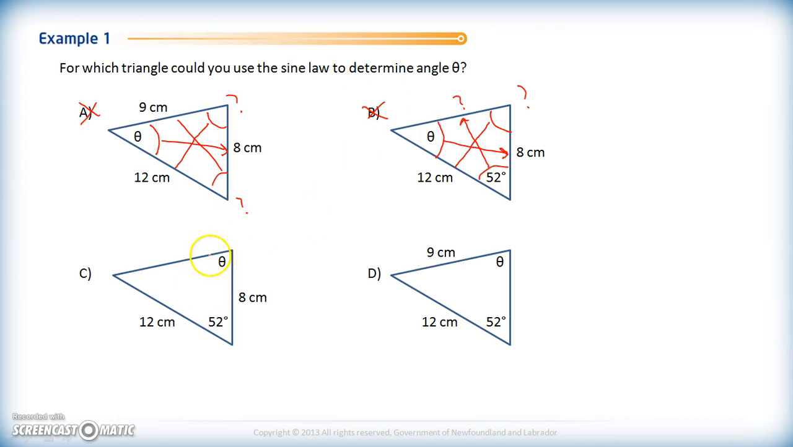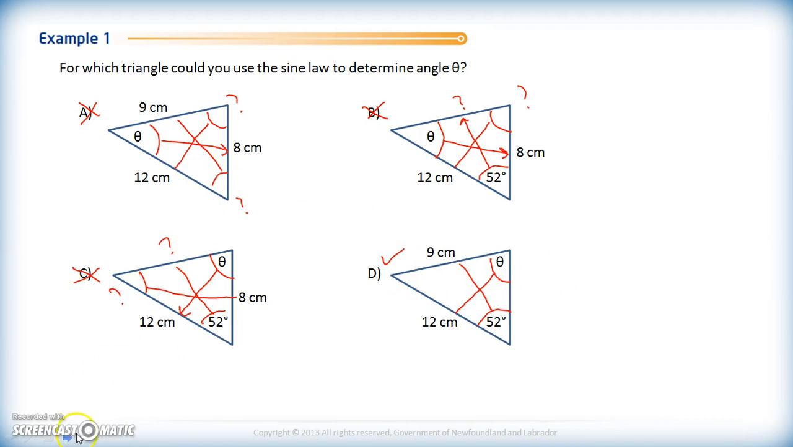In part C, we've got angle theta, and we know the opposite side. That's good. But across from this side 8, we don't know what the angle is, and across from the angle 52, we don't know what the side is. So again, we still don't have a known pair. Let's hope we've got it in part D. Part D, we've got an angle of 52 degrees and a side of 9 centimeters. So we do have a known pair. And for angle theta, we know the side that's opposite that one, so we're going to be in business with part D there.